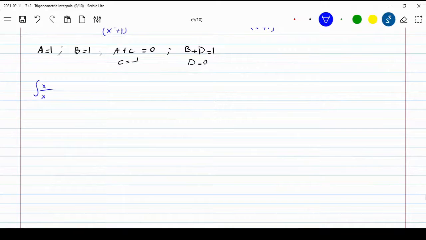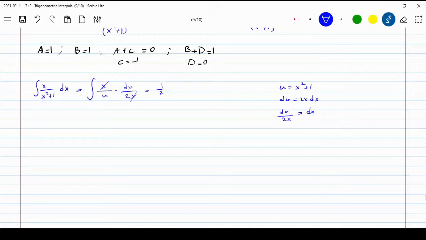x over x squared plus 1 dx. I'm going to pick substitution u to be x squared plus 1, the denominator. Then du would be 2x dx. What is dx? It is du divided by 2x. So therefore this equals x over u multiplied by, instead of dx, du over 2x. And these two can cancel out.